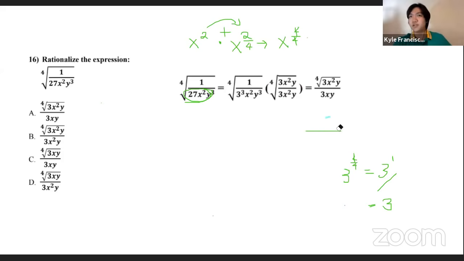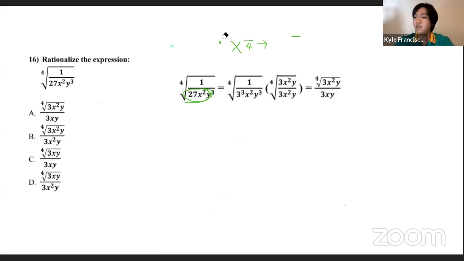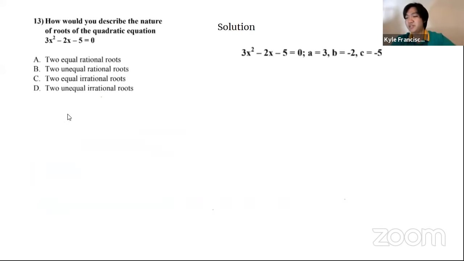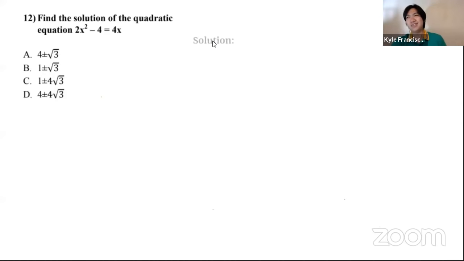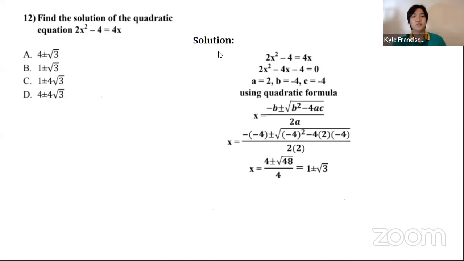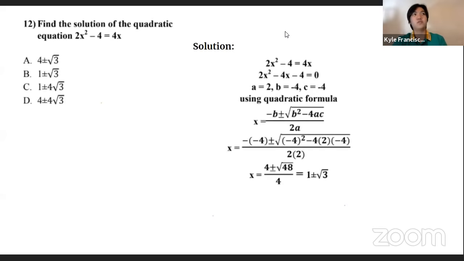So the second question, from Lane Ashley. For number 12 po, I got A as an answer po, since 4 plus or minus square root of 48 all over 4, tapos na-explain siya ng formula. Number 12, F-Chap, yung quadratic function pala. Yup. So, anong sagot daw niya? A daw. 4 plus or minus square root of 3.